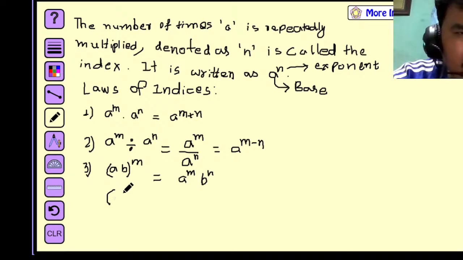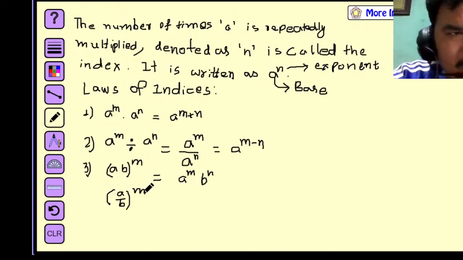Here is another one I want to show you. Suppose a by b is given, a fraction, and the whole power m is given. In this case also, this m is the power of a also, the numerator, m.